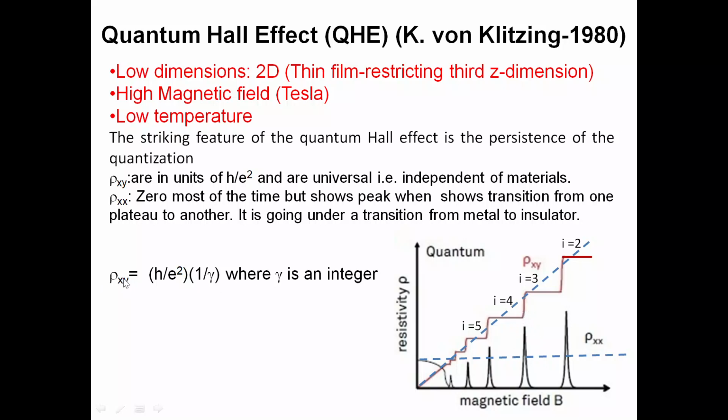This is the expression for the transverse resistivity. You can see it is given by h by e square, which is a constant, times 1 by gamma, where gamma is some integer. So this is actually 1 by gamma times h by e square. The Hall resistivity in quantum Hall effect, the transverse resistivity, is independent of the material, of the size and shape, and of the quality of the sample. Even if there is a defect, you will get a resistivity that is an integral multiple of this number. Why do we have this kind of behavior?